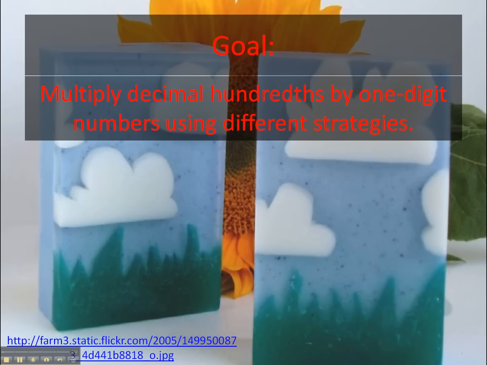Let's get going. Our goal today is to multiply decimal hundredths by one-digit numbers using different strategies. So I'm going to show you two different strategies today. And since we're talking about buying soap, I found a picture of some fancy soap back here. That's the kind of soap that you probably don't want to use, it's so fancy.